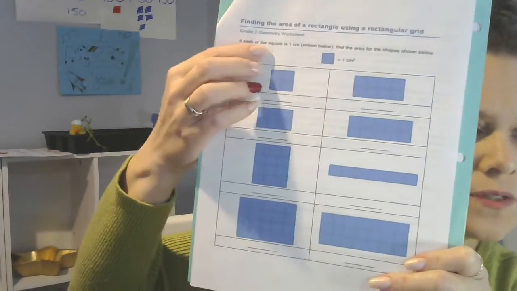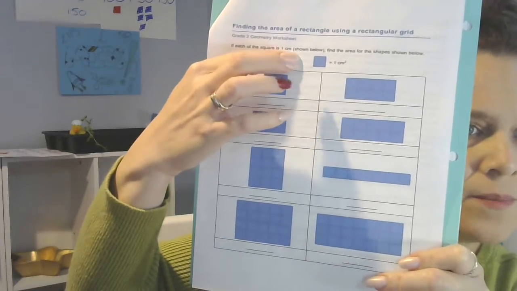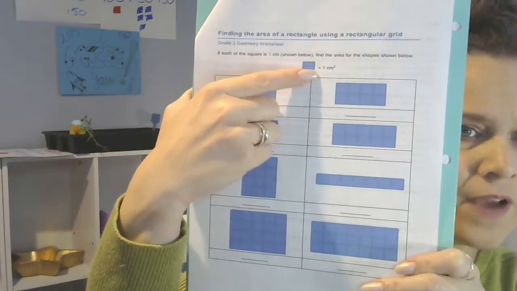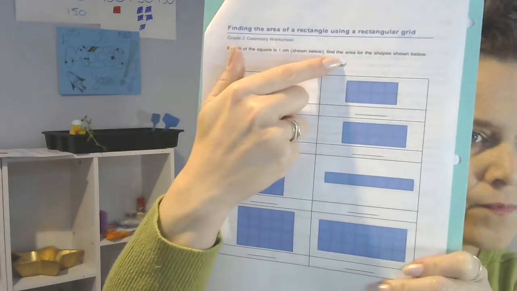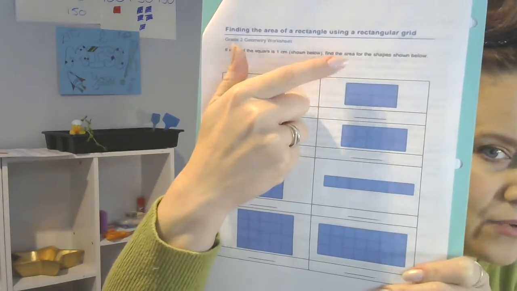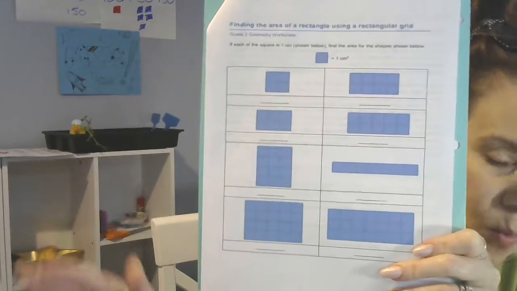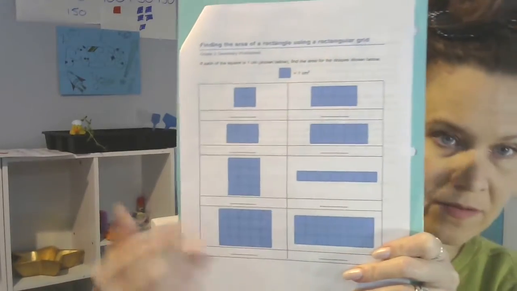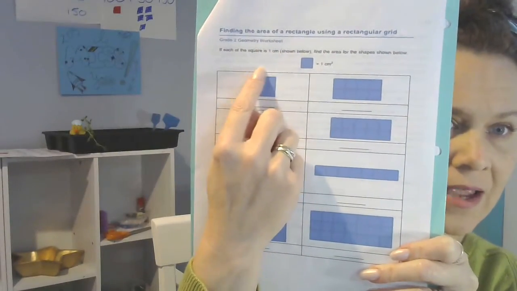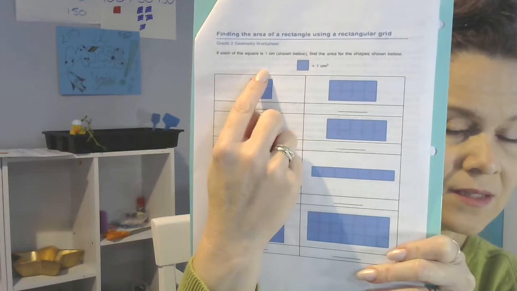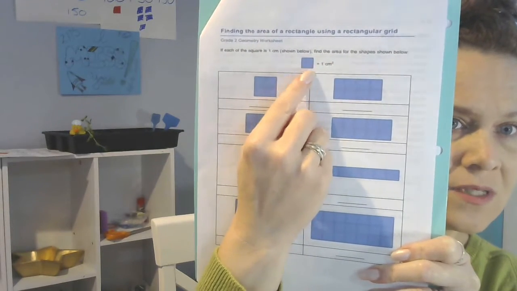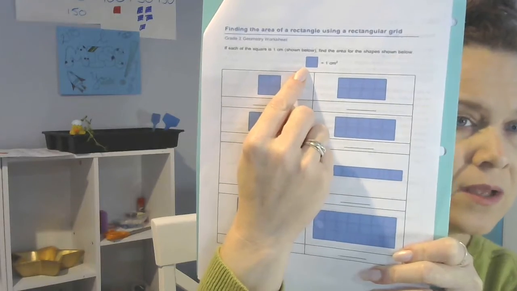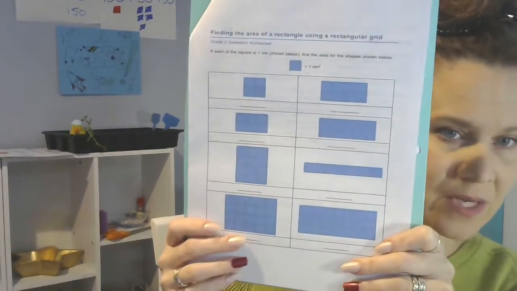If each square is 1 centimeter, okay, find the area for the shape shown below. Now, it's 1 centimeter squared. See that notation? I'm not talking about 1 centimeter in a line, right? That would just be a line. Once you tell me that it's squared, it shows me, just like an array, it's 1 centimeter wide by 1 centimeter tall. So it's a 1 centimeter square.